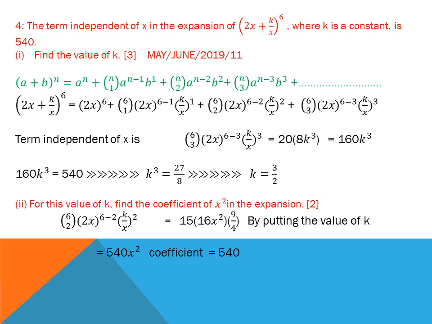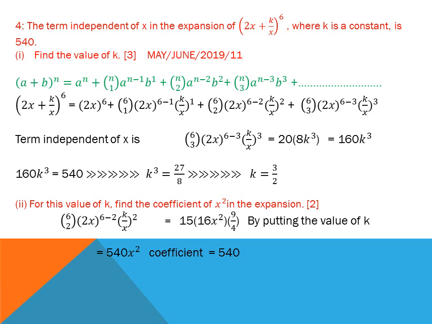As the coefficient of the independent term of x is equal to 540, now we equate the coefficient. 160k cube is equal to 540, then k cube is equal to 27 by 8, hence k is equal to 3 by 2. For this value of k, find the coefficient of x square in the expansion of this.